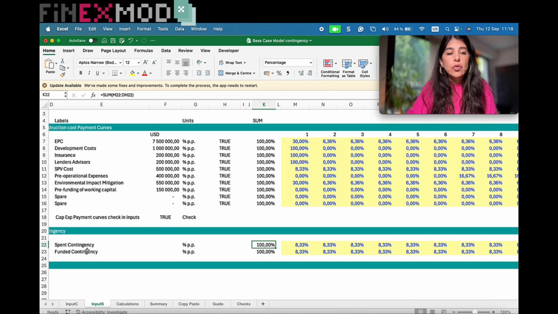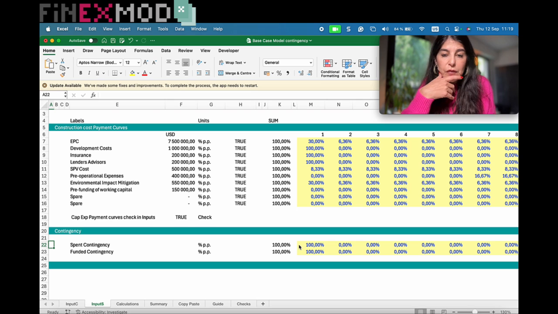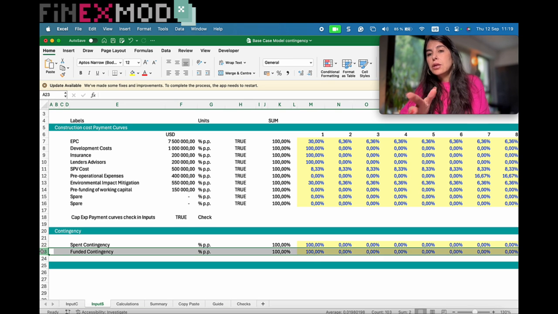The other thing I do is to assume that I spend all the contingency in equal distribution throughout the construction. That also makes sense because I don't know exactly when I'm going to spend this contingency, so I can just spread it equally across the construction period. You might also be very conservative and assume that you spend and fund all the contingency, 100% of it, in day one of your construction. Okay, that's, as I said, quite conservative.